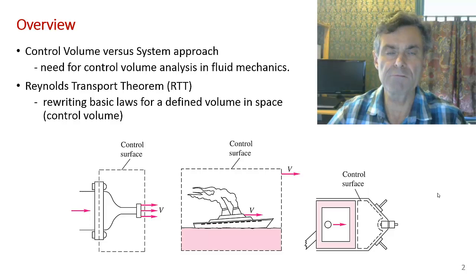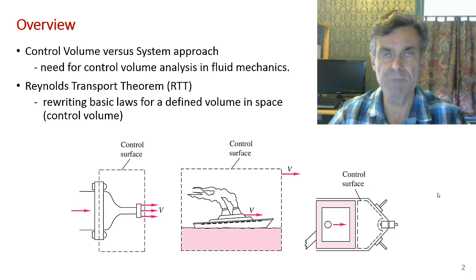And what Reynolds Transport Theorem allows you to do is to rewrite some of the basic laws like F equals ma, Newton's second law of motion. For example, we can rewrite that for a defined volume in space, which is what we call a control volume.